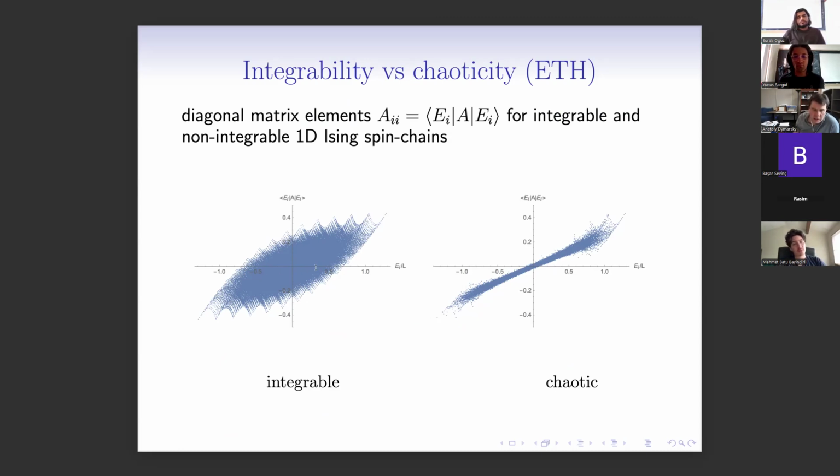But it's very clear that if I consider two consecutive points on the left plot, the corresponding value of the matrix element could differ a lot. If I consider two consecutive points on the right plot, corresponding expectation values will be very, very close. So there is certain universality in the case of a chaotic system. There is no universality in the case of an integrable system. Okay, that's how conventional ETH works. Any questions about conventional ETH?